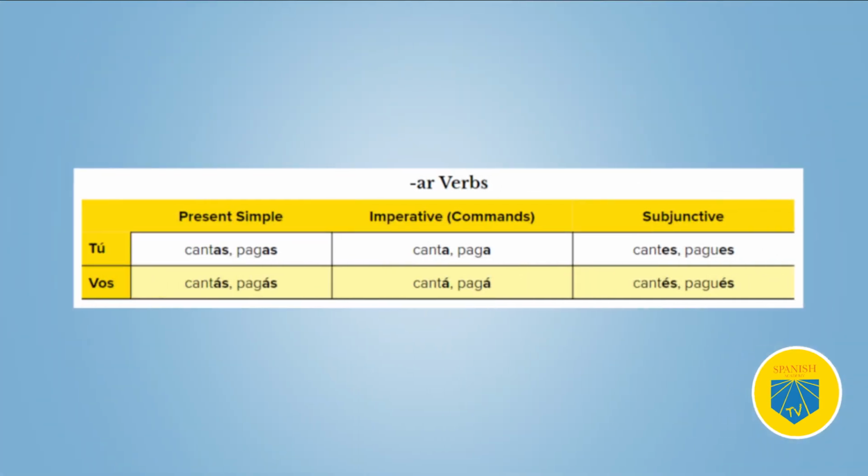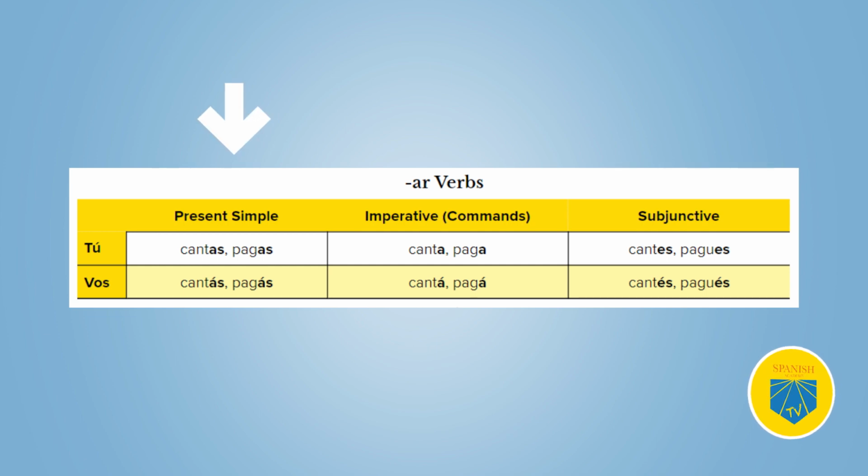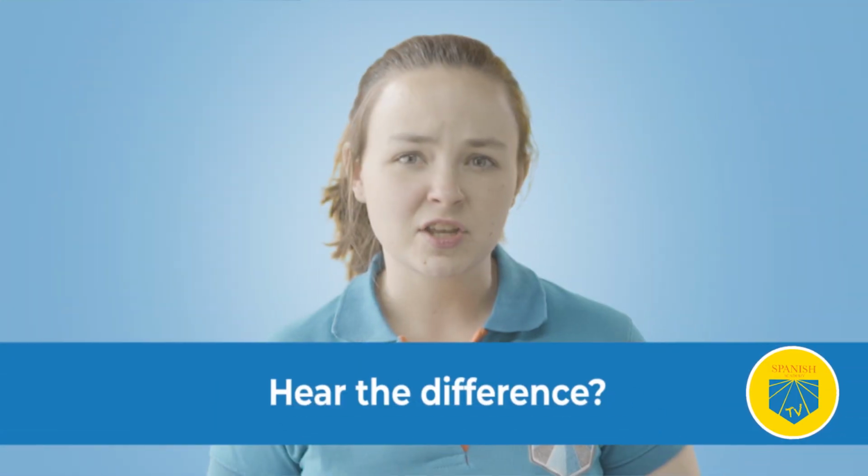Let's look at an example of a regular AR verb, cantar. In the present simple, it would be tú cantas, but for the vos form, it would be vos cantás. Also, the imperative would be tú canta and vos cantá. Finally, for the subjunctive, we have tú cantes and vos cantes. Can you hear the difference?